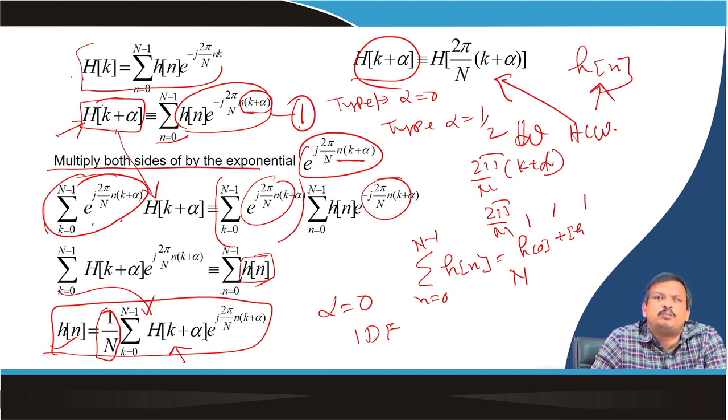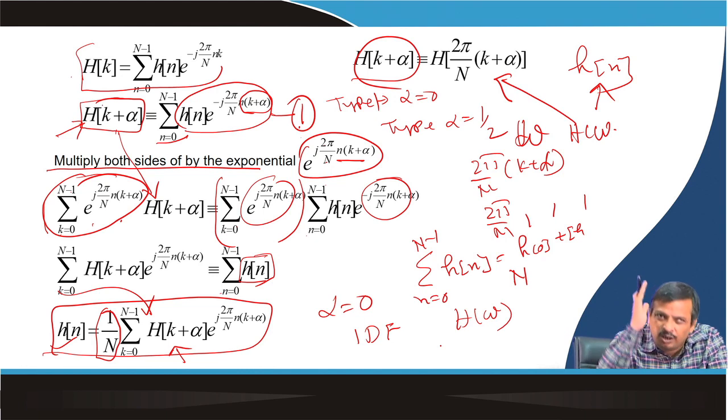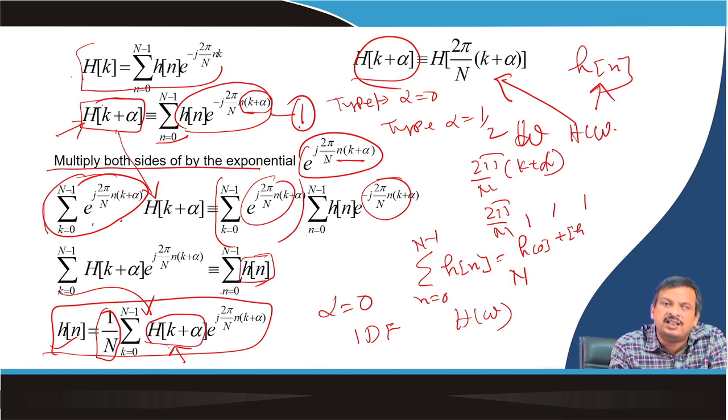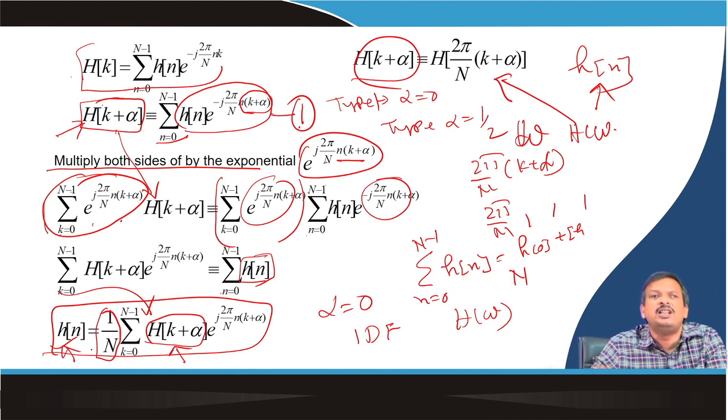So, what is my intention? My intention is that I have given that H(omega) is given by the user. I frequency sample that H(omega), which is nothing but H(k + alpha), depending on the implementation. If it is type 1, then straightforwardly alpha is equal to 0, and I can calculate that h(n) using the inverse Fourier transform.